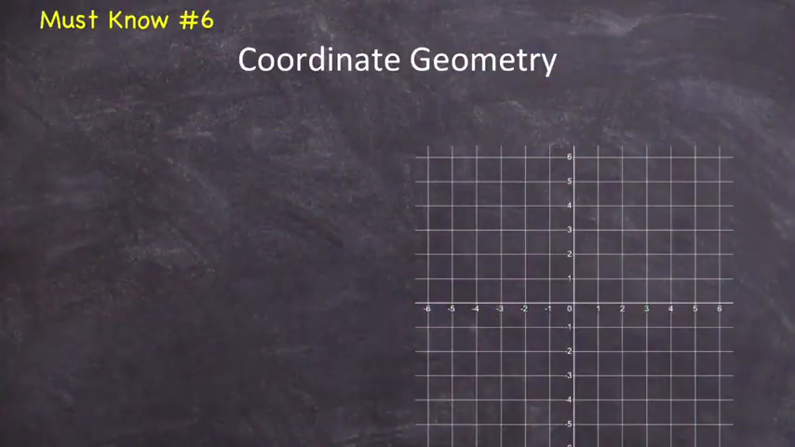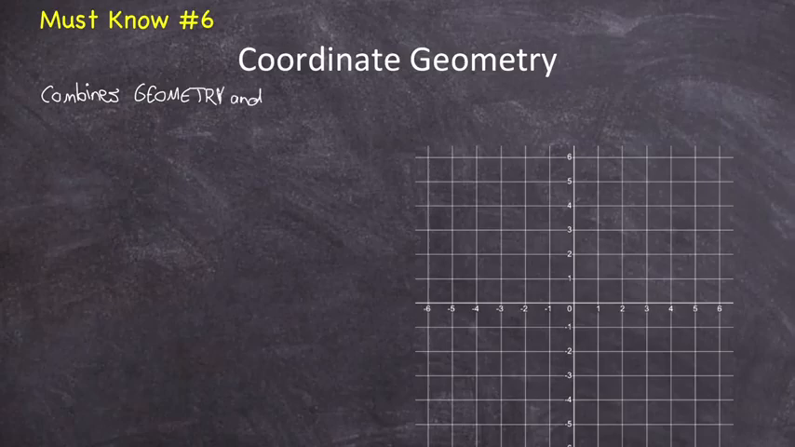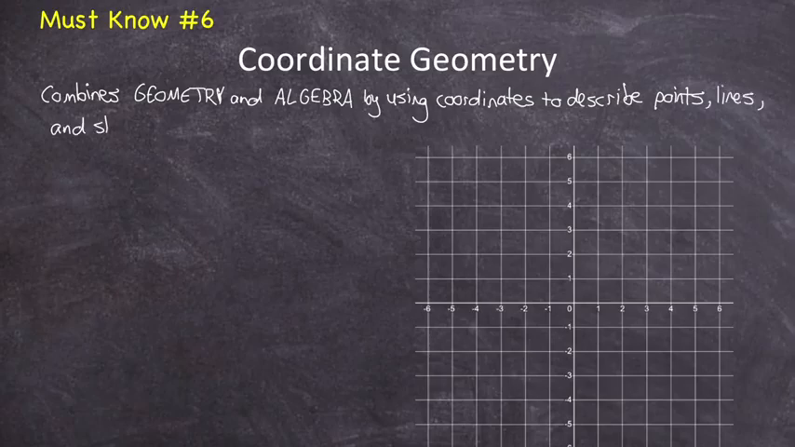Must know number 6, coordinate geometry. Coordinate geometry is great because it combines geometry and algebra together by using coordinates to describe points, lines, and shapes. So for example, let's say we have 2 points.